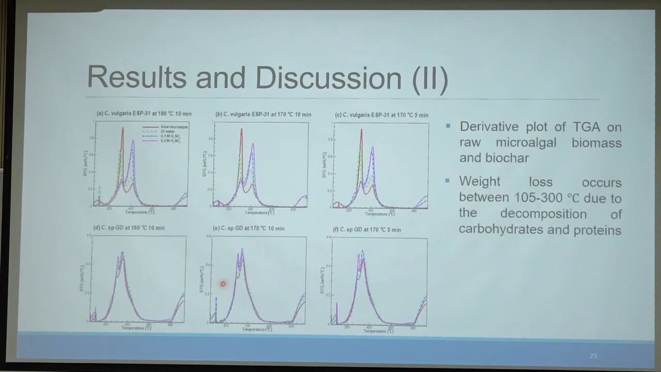So this one is derived from the TGA of the raw biomass and biochar. The weight loss occurring between 100 and 300 degrees C is due to the decomposition of the carbohydrate and also the protein. This one here, the peak comes from here.